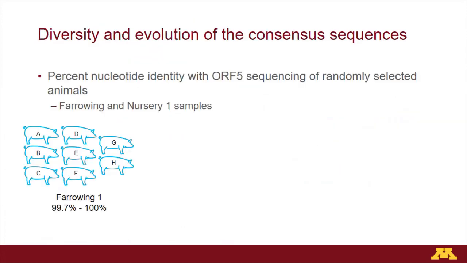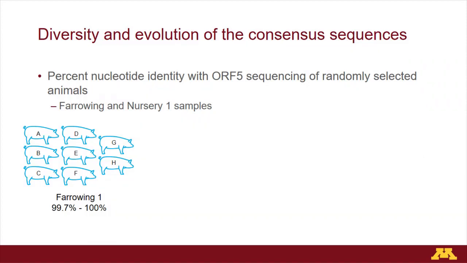So if we look at the diversity and evolution of the consensus sequences for this population, we are showing, again, preliminary results of R5 sequencing of a few randomly selected animals. So we are looking at the first sampling at the farrowing room at 3 to 5 days, and then at the first sampling at the nursery, which was 6 weeks after.